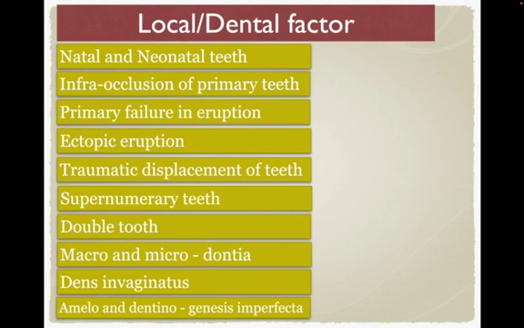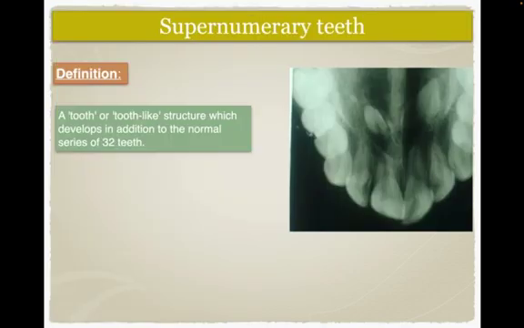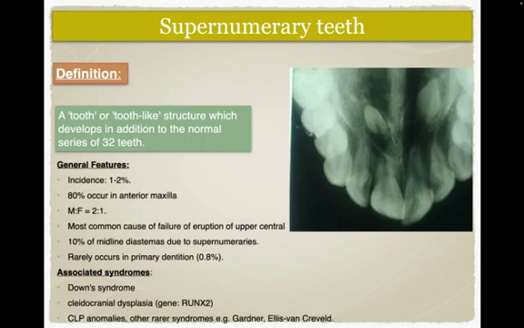We're still on this long list of the local factors. We reach here the supernumerary teeth. Now, supernumerary teeth are teeth or tooth-like structures which develop in addition to the normal series of 32 teeth. Usually it affects 1 to 2% of the population. 80% occur in the anterior maxilla, so most commonly it is in the maxilla. Males are affected twice as much as females. The most common cause of failure of eruption of the central incisors is supernumerary teeth.